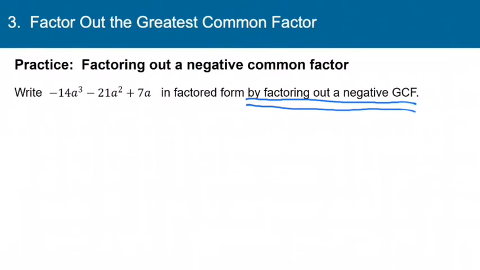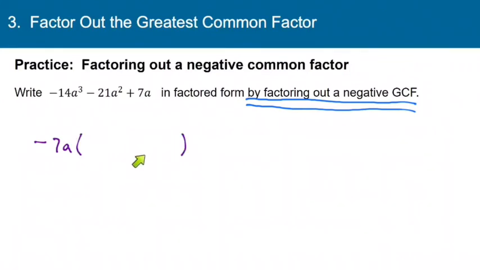Okay, now I'm going to go through this work with you. So if we know that we're factoring out a negative GCF, I'll go ahead and put my negative down. And now I'm going to say, what is a number that goes into 14 and 21 and 7? And of course that number would be 7. And then I say, is a common to every term? Yes, it is. So I'll need an a in my GCF. And the a I have to put is the smallest power that appears in the expression. So I'll need a to the first.